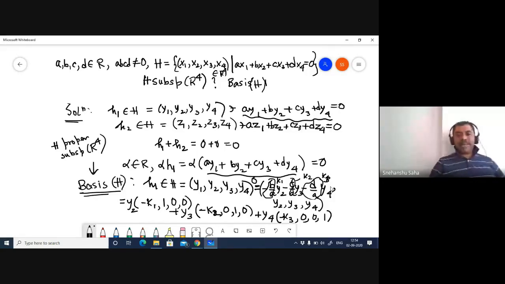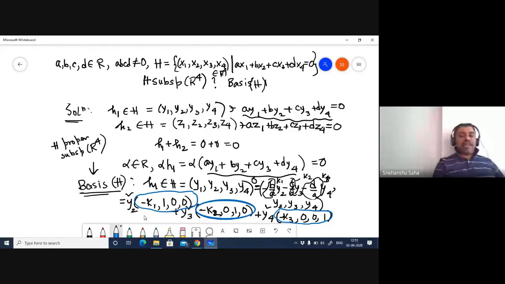Take a minute to verify whether I have made any algebraic mistakes. I don't think so. So what are your candidates? The y2, y3 and y4, since you have pulled them out, are just scalars, and your candidates for the basis vectors are these.